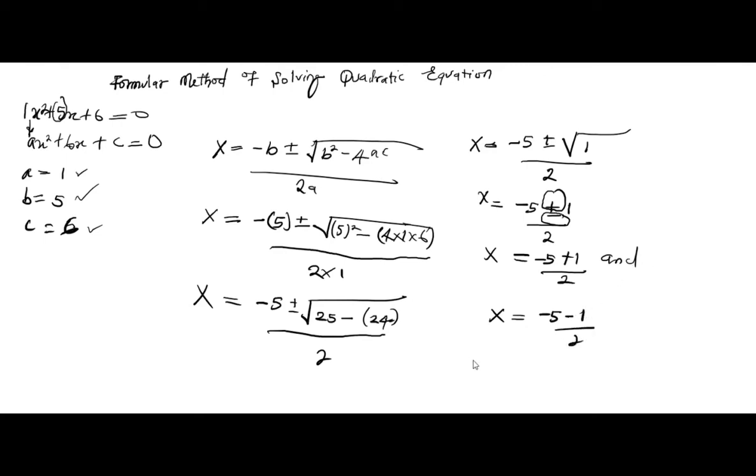So our x for the first one here, we have -5 plus 1, that is -4 all over 2, which equals to -2. And let's consider this one. Our x for the second one equals to -5 minus 1, that is -6 all over 2, which equals to -3. So the two values of our x are -2 and -3.